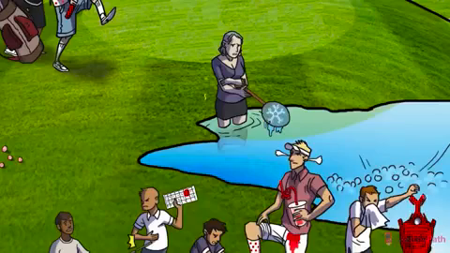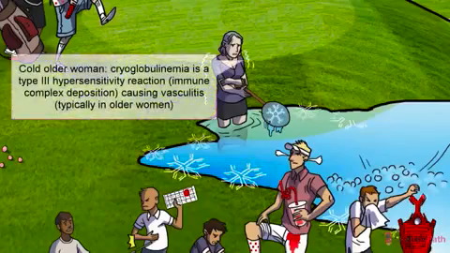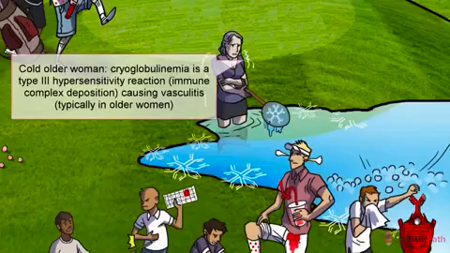Let's continue the theme of immune complex-mediated vasculitis with our next hazard on the course. Cryoglobulinemia. Cryoglobulinemia is also a type 3 hypersensitivity reaction, mediated by immune complex deposition, in other words. Kinda like how all those golf balls have deposited in the bottom of the water there.